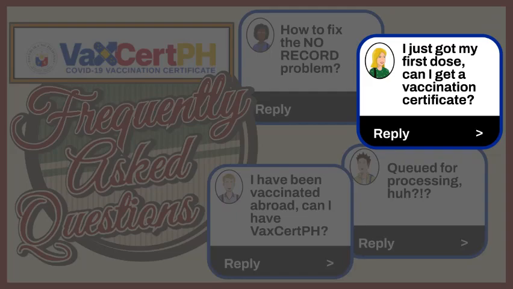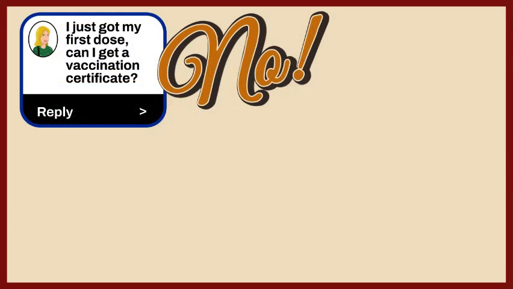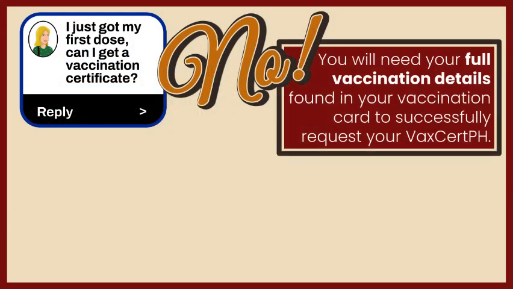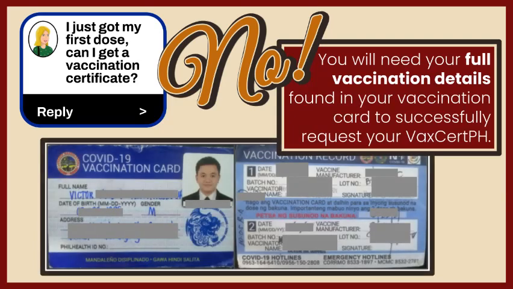I just got my first dose. Can I get a vaccination certificate? The answer to this is no. You will need your full vaccination details found in your vaccination card to successfully request your VaxCertPH. At least 48 hours after your second dose, you may begin to request for your VaxCertPH through the VaxCertPH website or official VaxCertPH booth of the LGU of your vaccination.